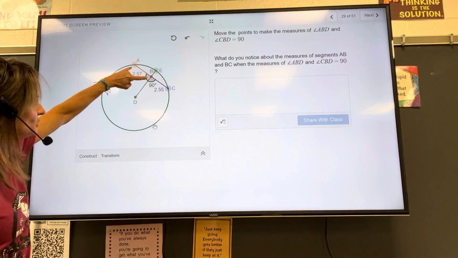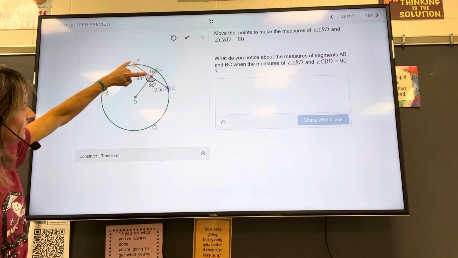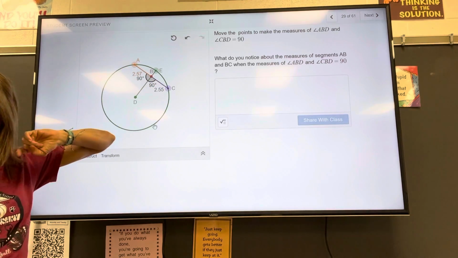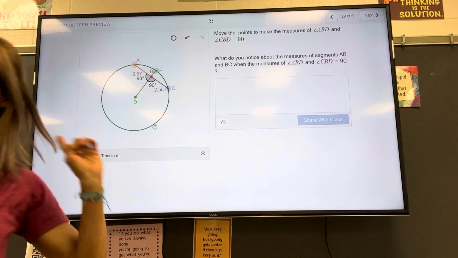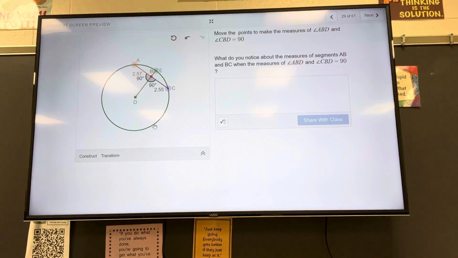These segments should be the same length, and my software is saying 2.57, 2.55. What's happening with yours when you make them equal? Are they equal or close to equal like mine? Equal? Okay, excellent. They should be. Let me see if I can move this other line to get them the same. It doesn't really matter. We understand, get the point. There we go. They're still slightly off.